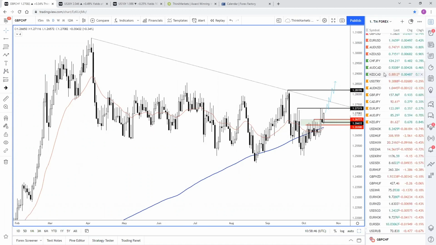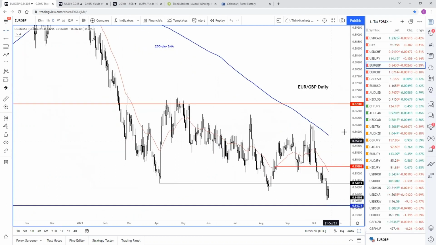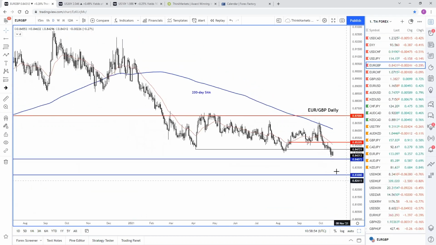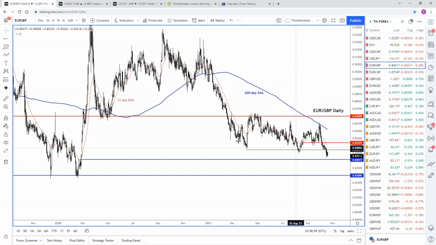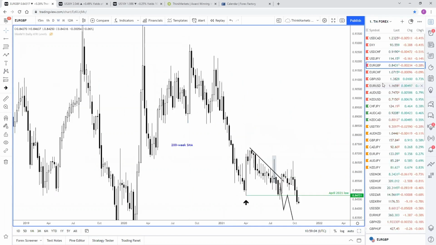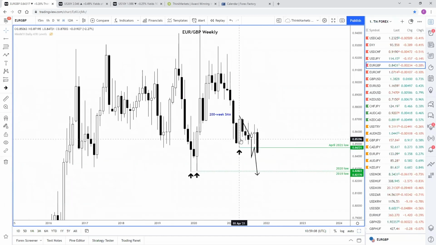Another pound cross is the euro pound, which we have been calling for a breakdown, haven't we, Victor, in this currency pair for a number of weeks. And finally, it looks like that motion has started because it took its sweet time. I mean, it's been in consolidation for how long? If you zoom out to the monthly time frame. Yeah, since April, pretty much.